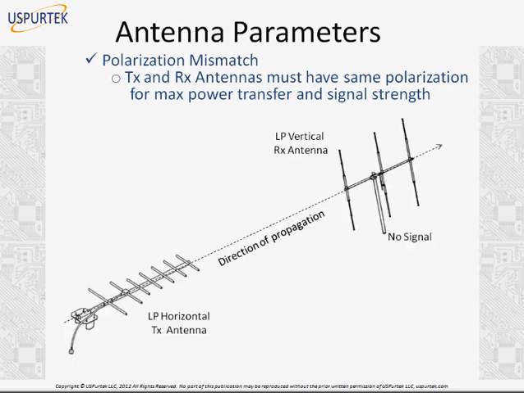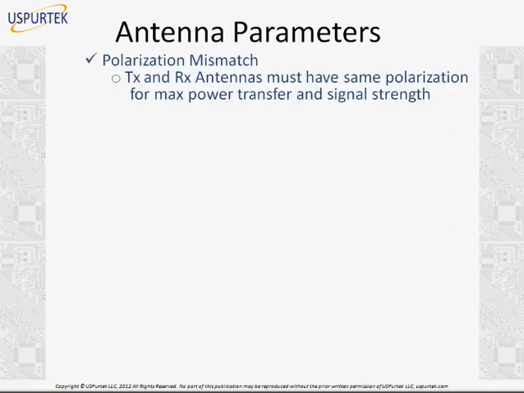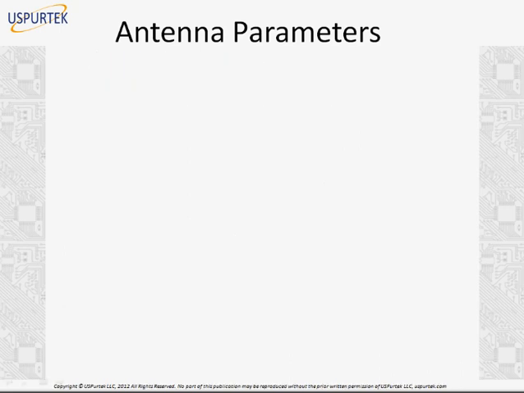Well, polarization mismatch. Now this is again very important. Let's say you have a transmit antenna which is linear polarized horizontal, and you have a LP vertical receive antenna. What will happen? You won't get any signal because the receive antenna must be oriented in the same direction as the transmit antenna. If it is linearly polarized, if it's horizontal, your receive antenna must be horizontal. Now if this happens, this is called polarization mismatch. So transmit and receive antennas must have the same polarization for maximum power transfer and signal strength. Here, if you align both antennas in the same direction, you get the maximum signal.